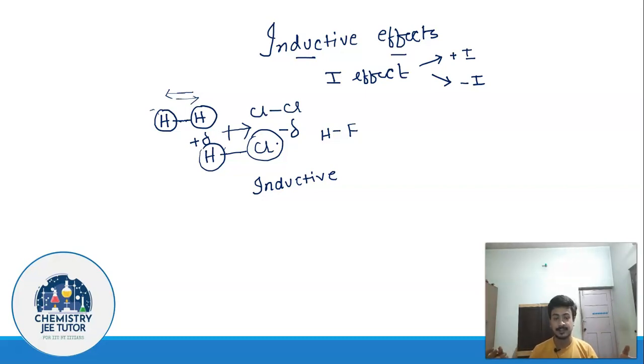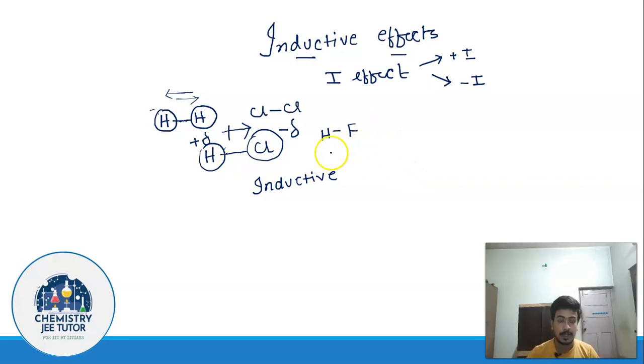I believe this is clear to you. The more electronegative atom is going to drift the electron cloud towards itself, and that's how it attains a delta negative charge. And since it has attained a delta negative charge, this hydrogen attains a delta positive charge because the electron cloud has now drifted away from it.